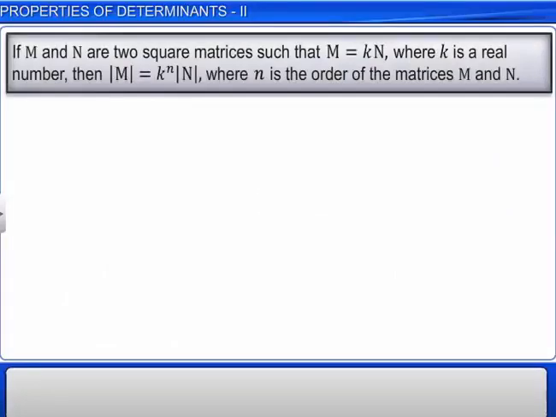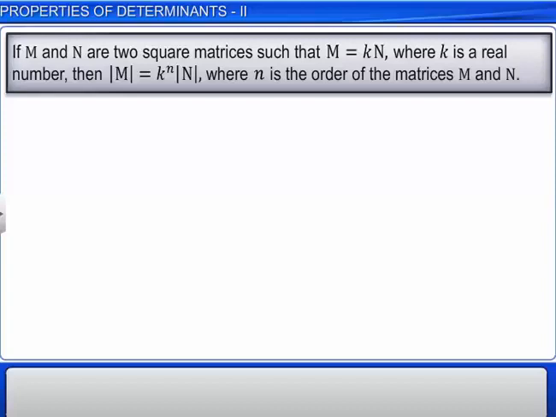The next result is that if M and N are 2 square matrices such that M is equal to K into N, where K is a real number, then the determinant of M is equal to K raised to the power of n into the determinant of N, where n is the order of matrices M and N.